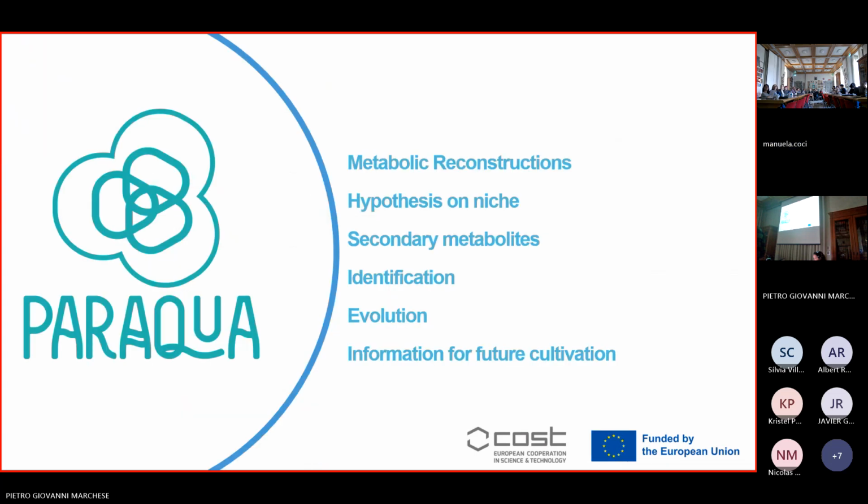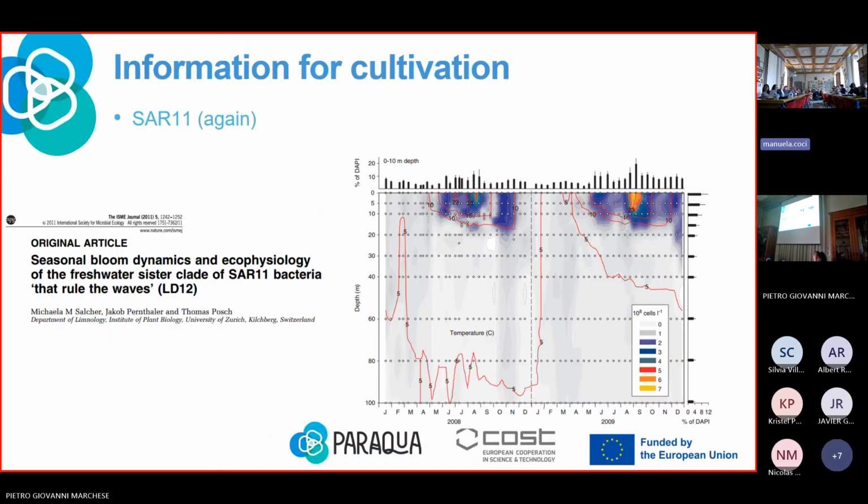Okay, and you can also, by whole genome sequencing, get information for future cultivation. So here again is SAR11, and in this case, it's the freshwater SAR11. And it's just a funny story from my life, or from my friend's life, actually, Michaela Salcher, who was my colleague in Zurich, and she had this idea of isolating these freshwater SAR11. She really wanted them. She found them to be super common in freshwaters, and the marine one was already cultured. So she tried to culture it.